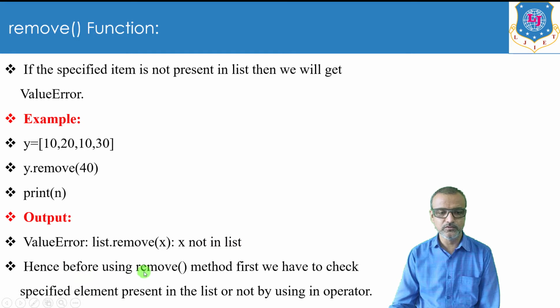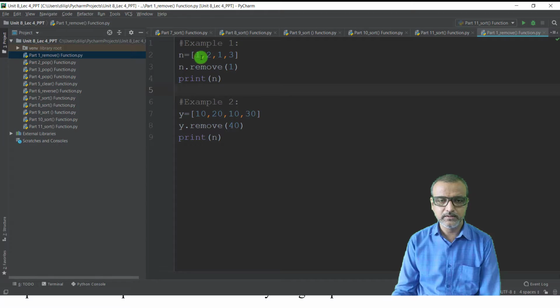Hence, before using remove method, first we have to check whether a specified element is present in the list or not by using in operator. Now I will show you the output of the same programs in Python. See, I have written the same program over here for you. This is example 1, this is example 2. In example 1, this one will be removed, so the output will be 2 1 3. And in example 2, this element 40 is not present in the list, so it will give us an error.